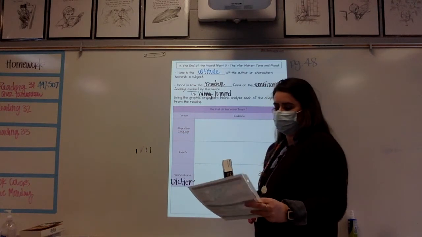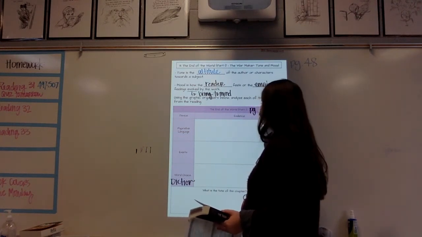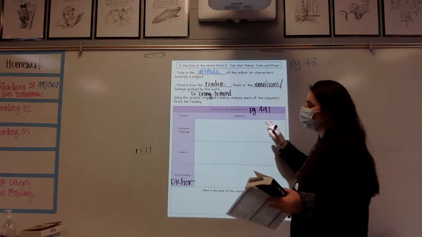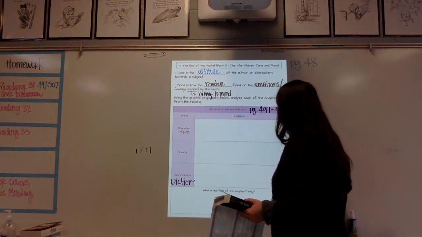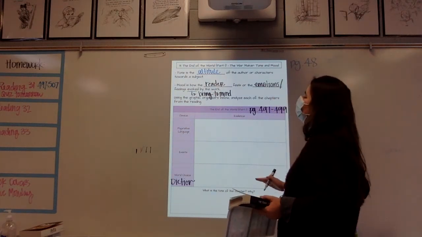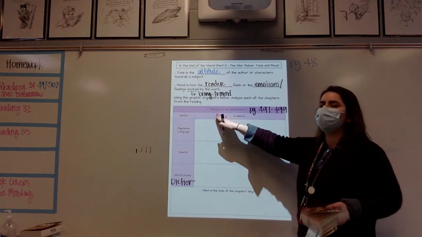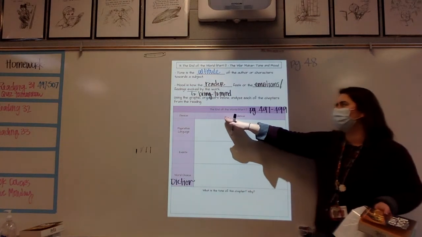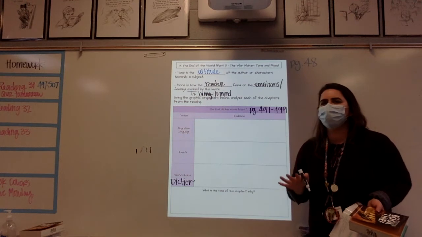You can write it to the side if you want. Once you finish writing that word, we're going to go back to page 497, because that's where this chapter starts. The End of the World, Part 1. Now already, just from the title, I can start to make a guess about what this tone is going to be. Based on the title, The End of the World, Part 1, do we think the end of the world is going to be positive or negative?